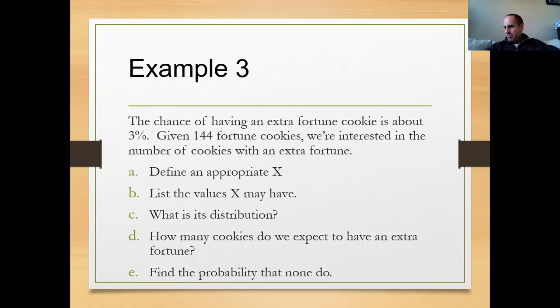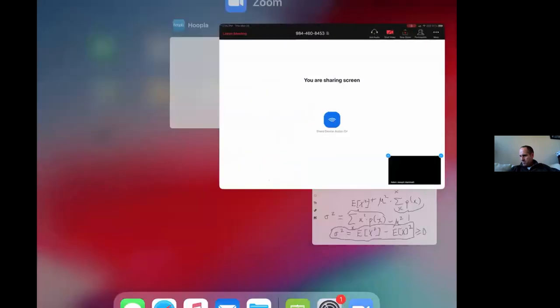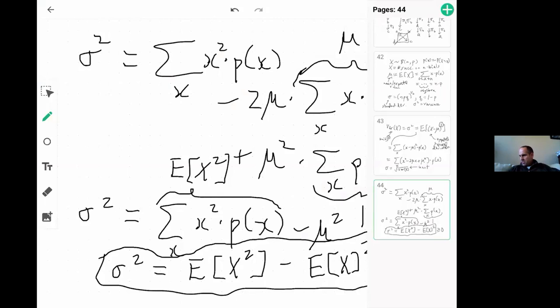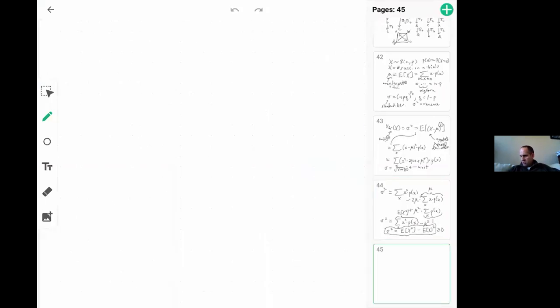Okay, so I'm going to share this screen again, and we'll do a little bit of computation over here. Okay. Here we go. Okay, so back over here. Okay, let's go into the next screen.